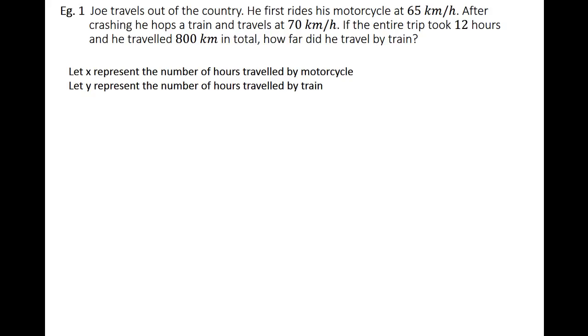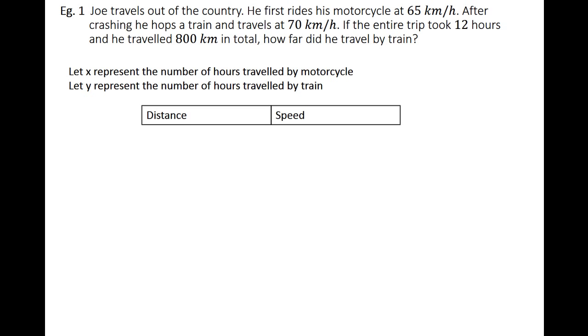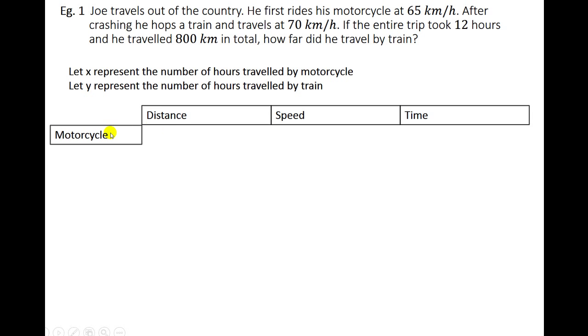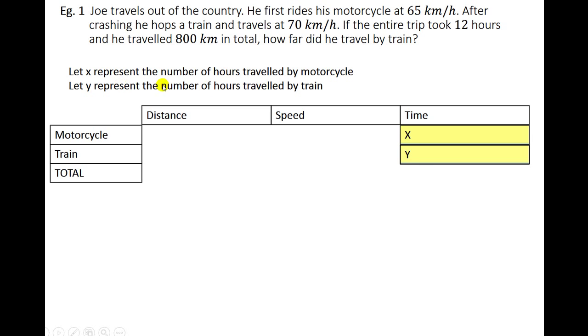So let's develop a graphic organizer to help us organize the data and to create two equations. So we have distance is equal to speed times time, and we're going to model equations for the motorcycle and the train and compute some totals. Step 1, let's look at the time. We are told that x hours was traveled by the motorcycle. We are also told that there are y hours traveled by the train. The total is 12 hours.